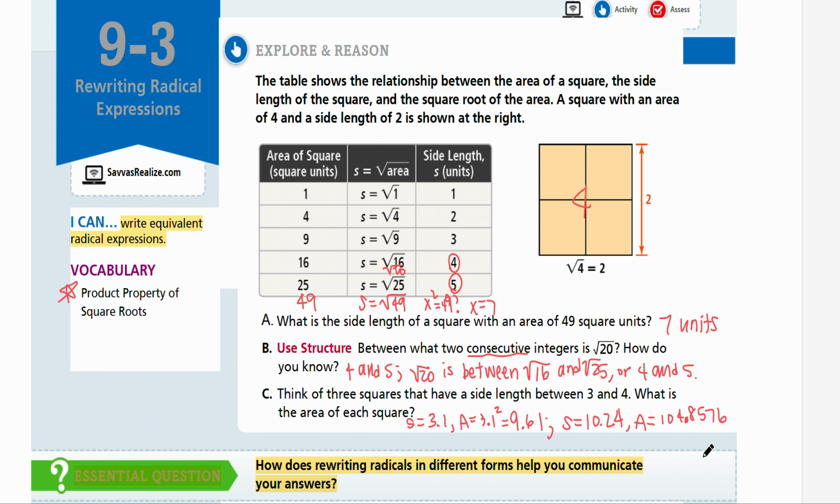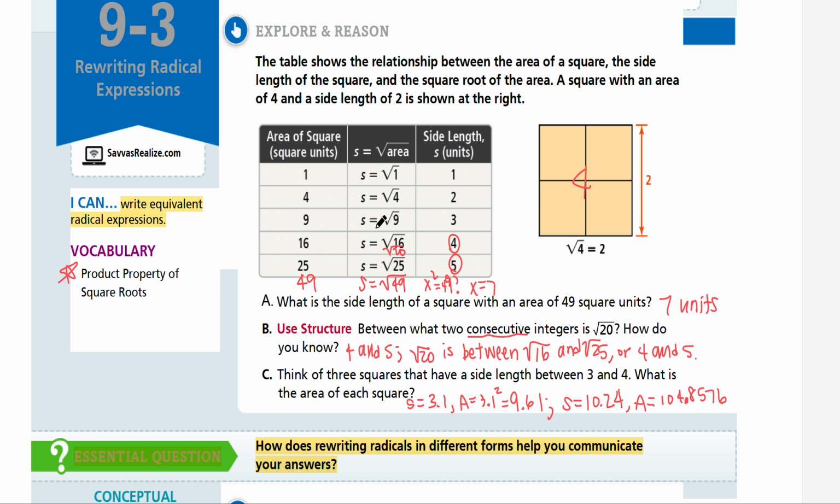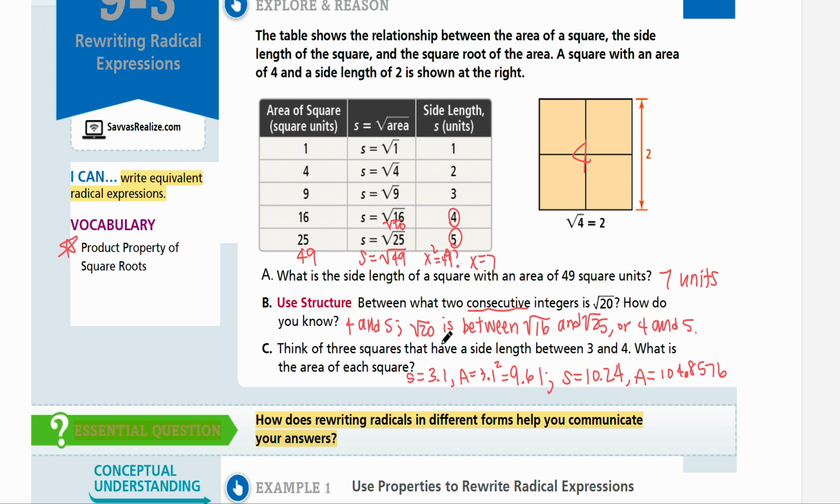Okay, let's look at an essential question. How does rewriting radicals in different forms help you communicate your answers? Radicals are any numbers that have to do with roots. So we're going to learn how to rewrite radicals in different forms and see how that helps us communicate our answers. So let's start with example 1.